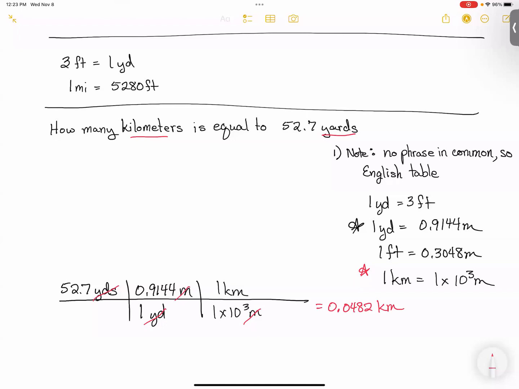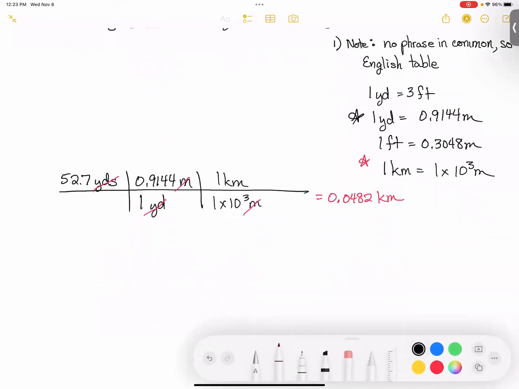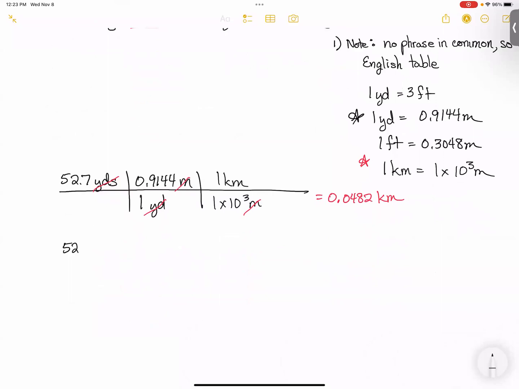So again, when you get the English system, it becomes a little more difficult. Could I have gone through this other pathway? Yes. Let me show you that there is more than one path. 52.7 yards. I need something with yards in it.